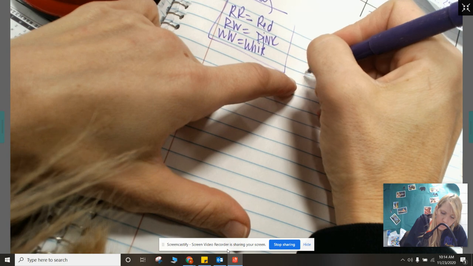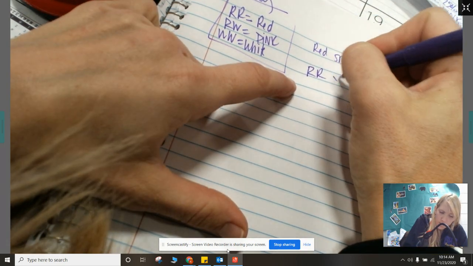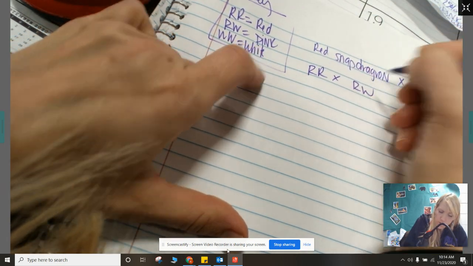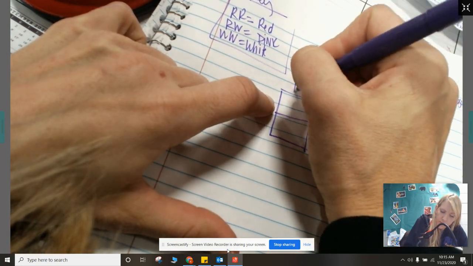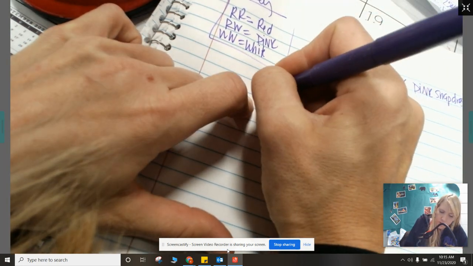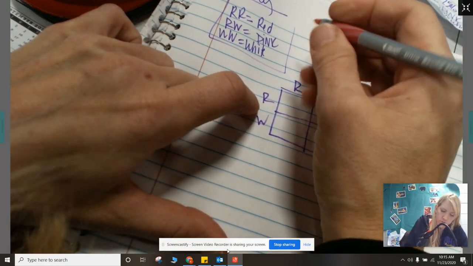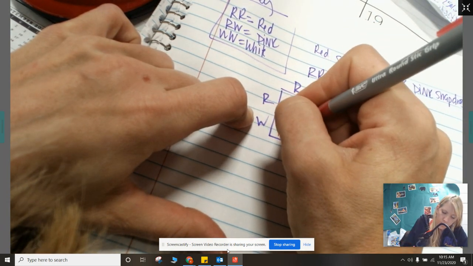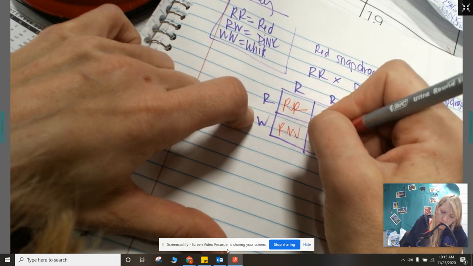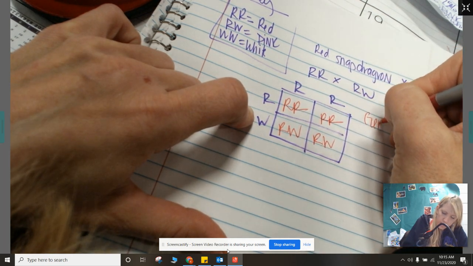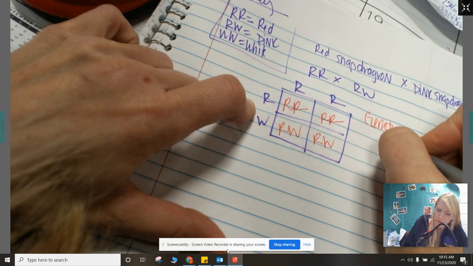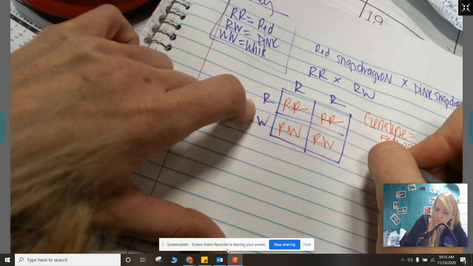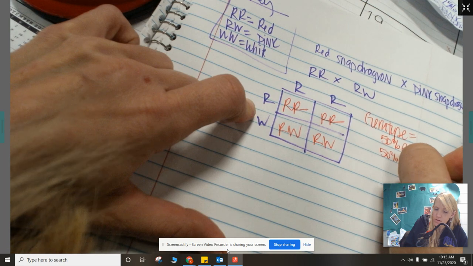So red is RR times pink, RW, monohybrid cross. We're crossing one trait. The parents up here are RR and RW. Cross them out. The genotype equals 50% RR, 50% RW. Look at that. Boom, boom.